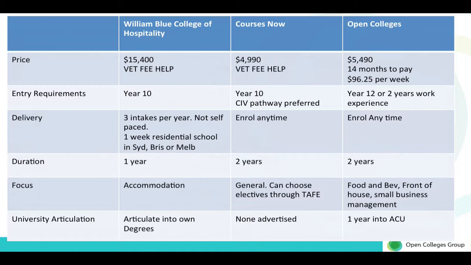And obviously, with our fully flexible online delivery method, you can enrol anytime you want, online or through one of you guys, the CCAs, and away you go. We give you 2 years to complete the course, and we've decided to offer elective streams. That's something that the other two competitors are not doing, giving elective streams focused on food and beverage, front of house, or small business management. I think small business management is a nice area that many students would be interested in. Then there's also the 1 year articulation into the Australian Catholic University.